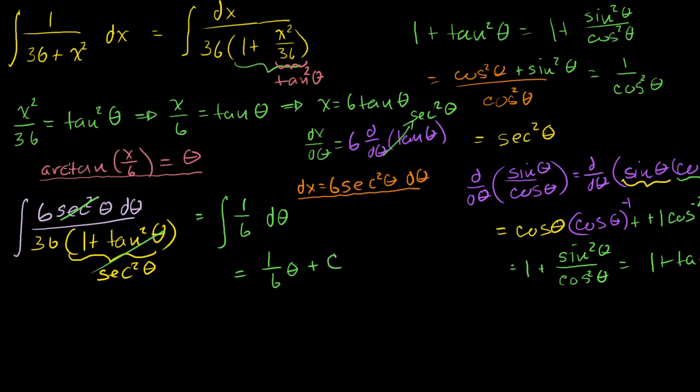And now we back substitute using this result. Theta is equal to arctangent of x over 6. So the antiderivative of 1 over 36 plus x squared is equal to 1/6 times theta. Theta is just equal to the arctangent of x over 6 plus c. And we're done. So that one wasn't too bad.